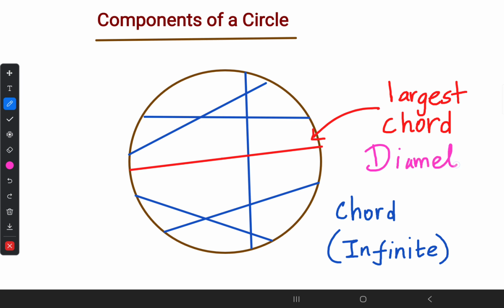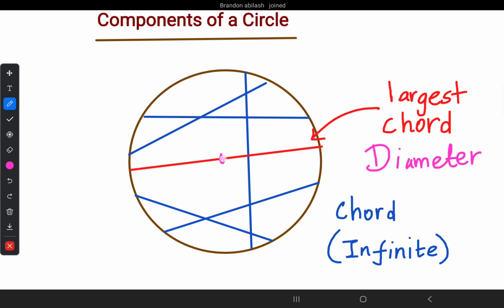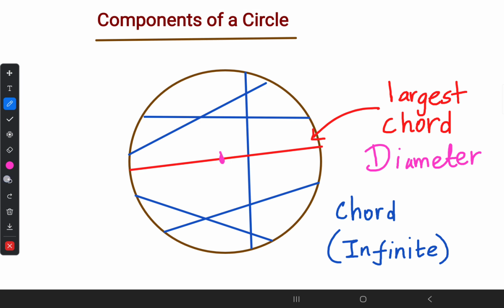The diameter is also connecting two points in a circle, but there is a special feature in the diameter: it should be going through the midpoint of the circle. That is the special feature in the diameter. So the diameter is also a chord, and that is the largest chord in the circle as well.